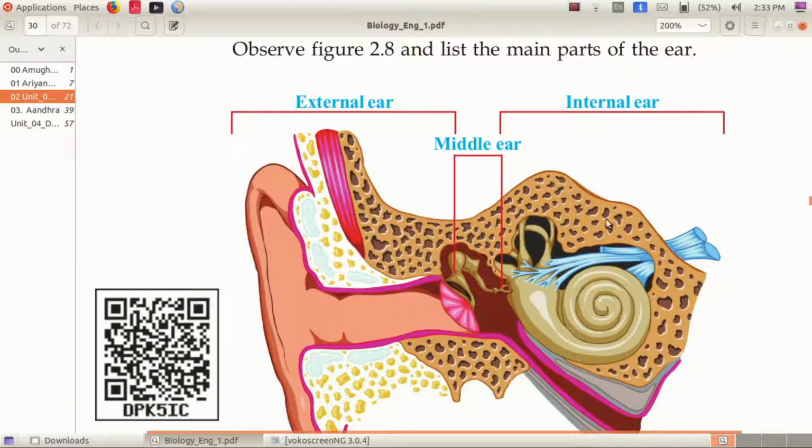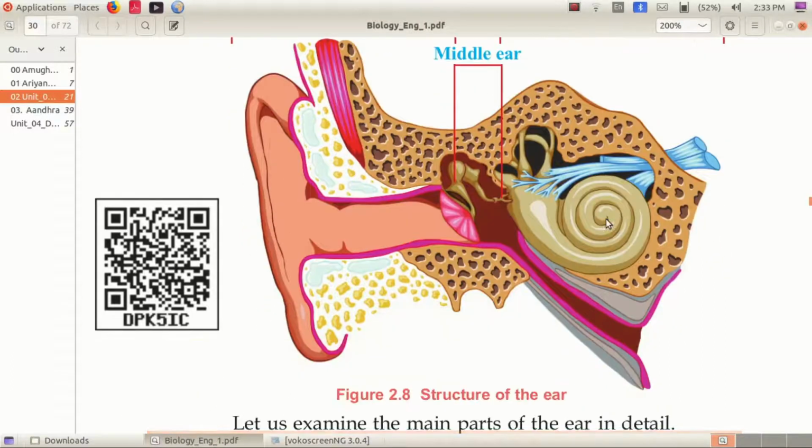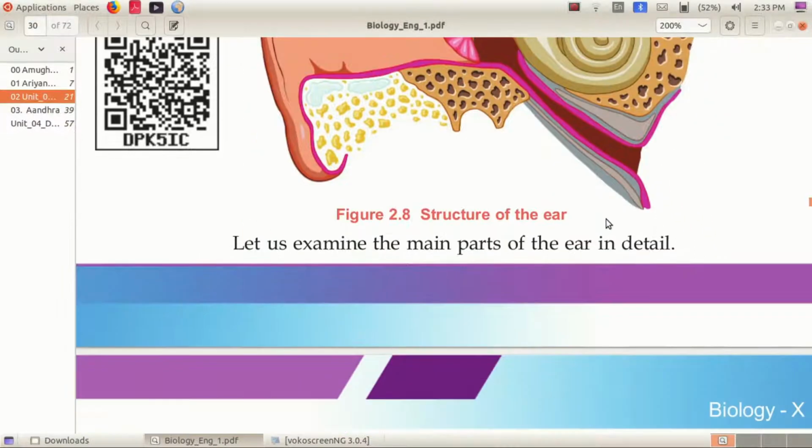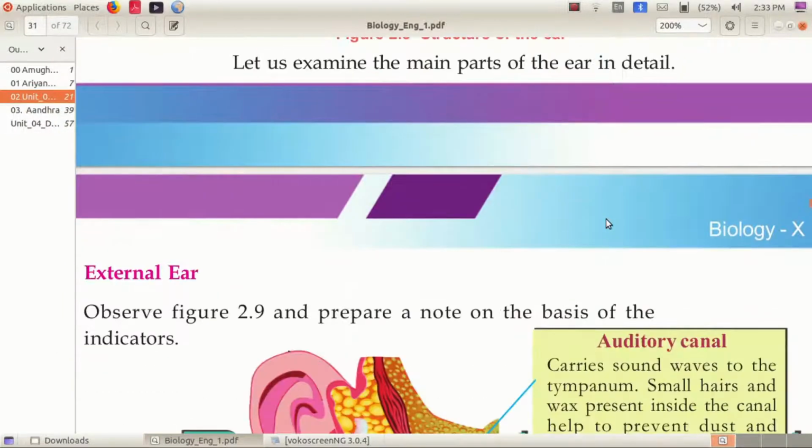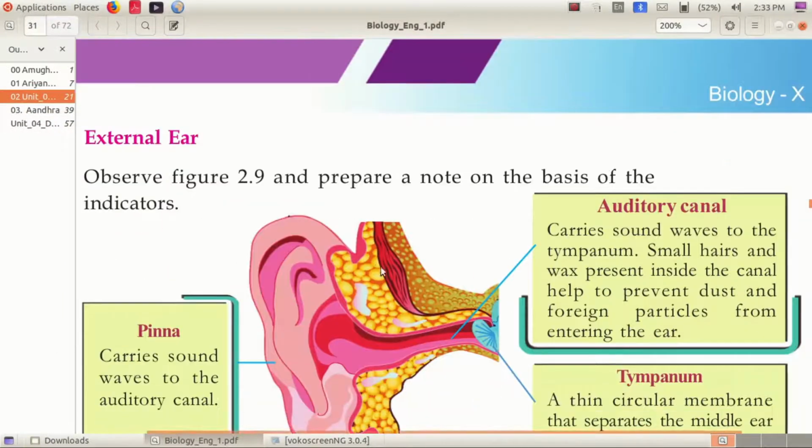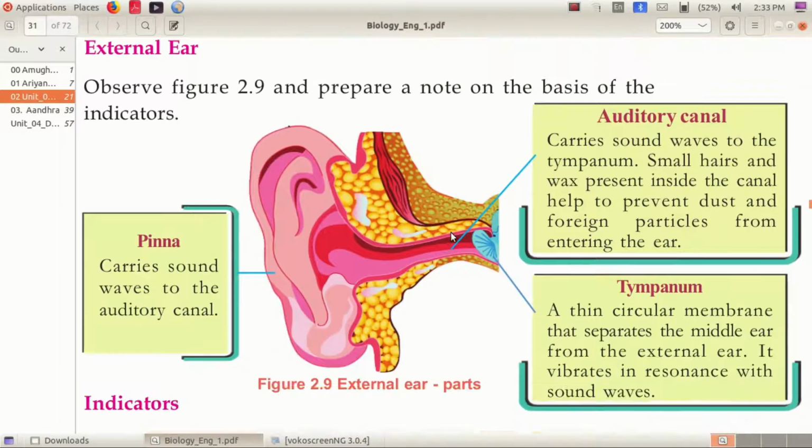First of all, external ear. These are the parts of external ear. Which is the outermost part of our ear? Yes, that is pinna. What is its function? Yes, it carries sound waves to the auditory canal, this tube. So, pinna carries sound waves to the auditory canal.